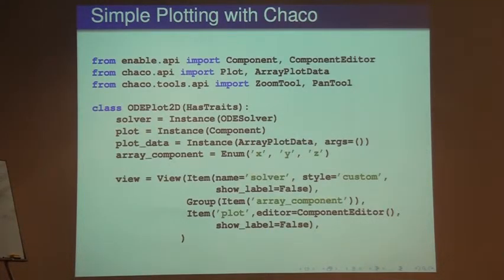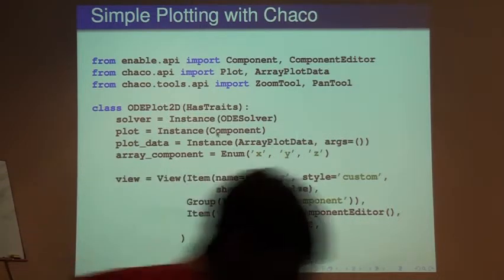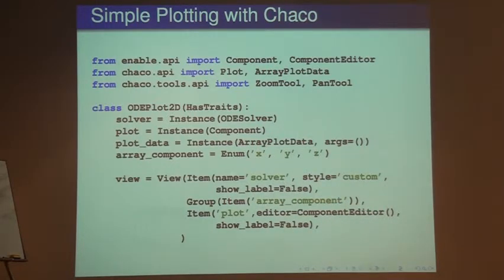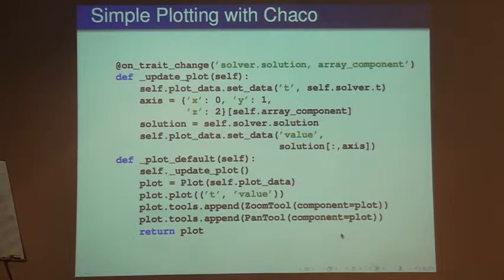So if you notice in the ODE 3D plot, I again had an item solver. Right? All I've done is I've added this group, which is the array component, and this plot, which is the only special thing here, which is basically going to edit this component editor. Right? So all I've done is I've created a plot object, and I have to tell the traits UI piece how to render that widget, what to render this 2D plot. For that, I simply say the editor as a component, right? And then I set up the plot.